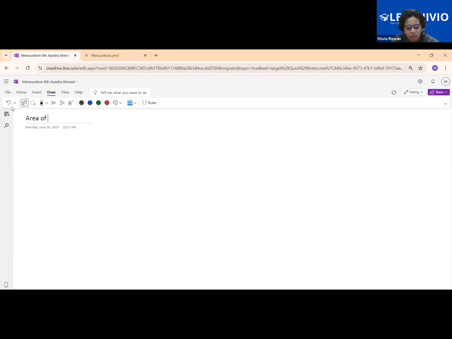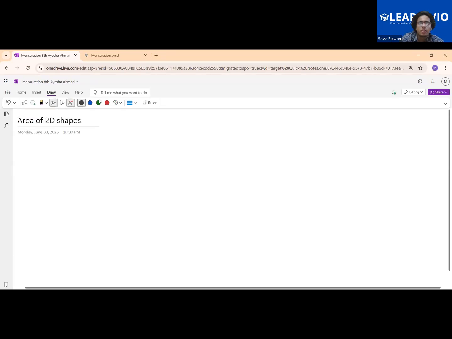Area of 2D shapes. Aisha, starting with the very basic. One shape we have is square or rectangle, which we have always learned. So let's start with square. Square, we all know what it is.